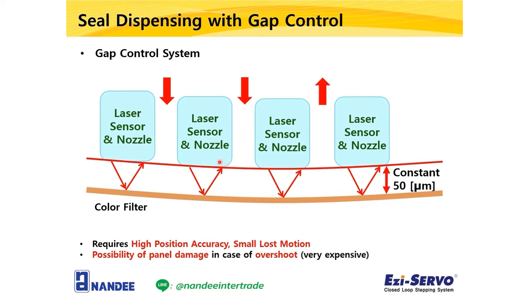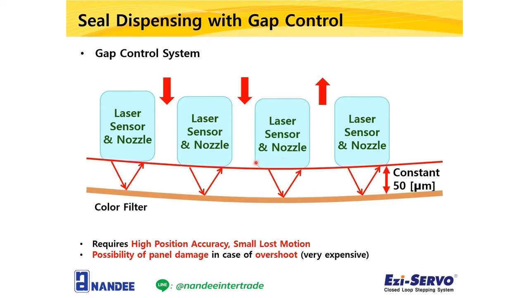This means that the distance between the nozzle and the filter is always constant in order to apply this glue evenly. For example, if your goal is to keep a gap of 50 microns, if the nozzle is 60 microns away, you will have to order 10 microns down. When commanded like this, the Easy Servo goes exactly 10 microns. Also, if you are 40 microns apart, you need to change the direction of the motor because you have to go up 10 microns. Even at this time, the Easy Servo moves exactly 10 microns.